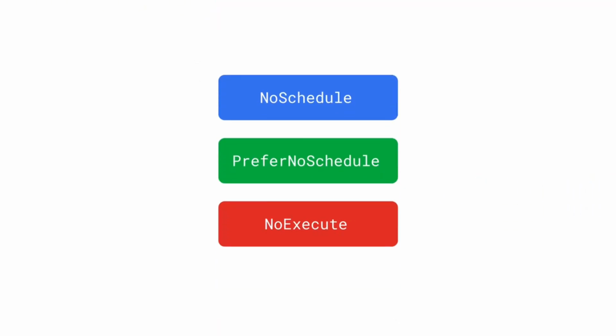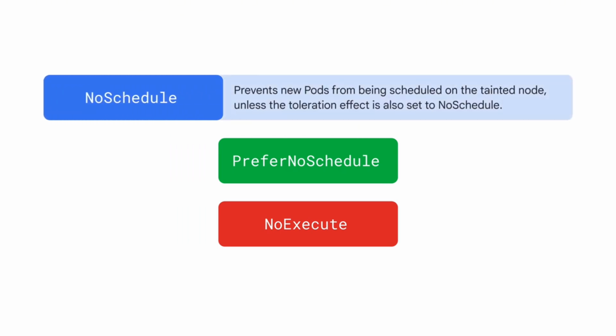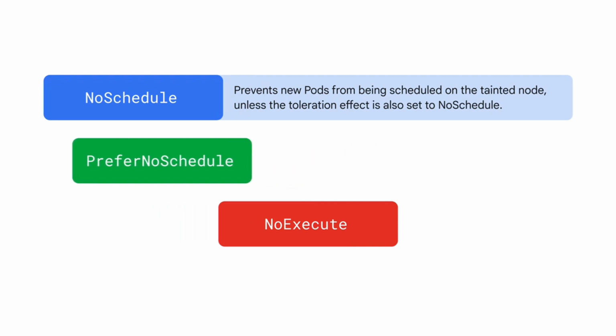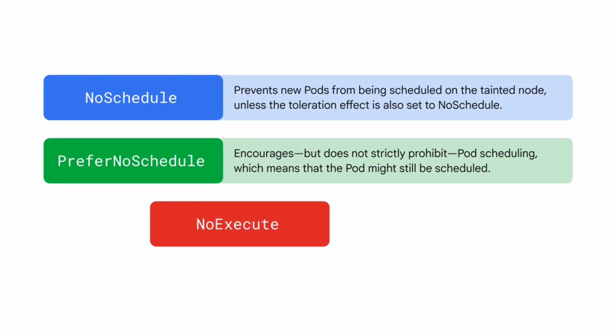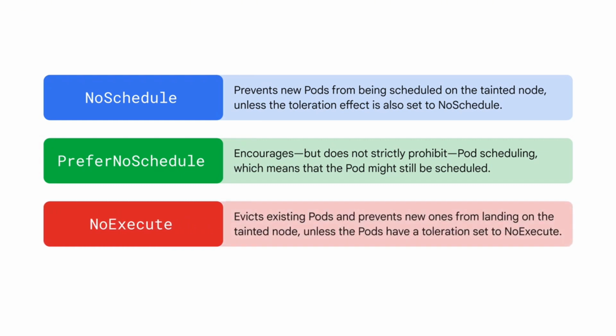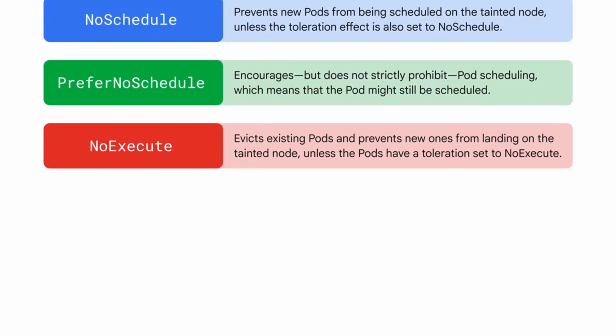There are three effect settings that can be applied to taints and tolerations. No schedule prevents new pods from being scheduled on the tainted node, unless the toleration effect is also set to no schedule. Prefer no schedule encourages, but does not strictly prohibit pod scheduling, which means that the pod might still be scheduled. No execute evicts existing pods and prevents new ones from landing on the tainted node, unless the pods have a toleration set to no execute.